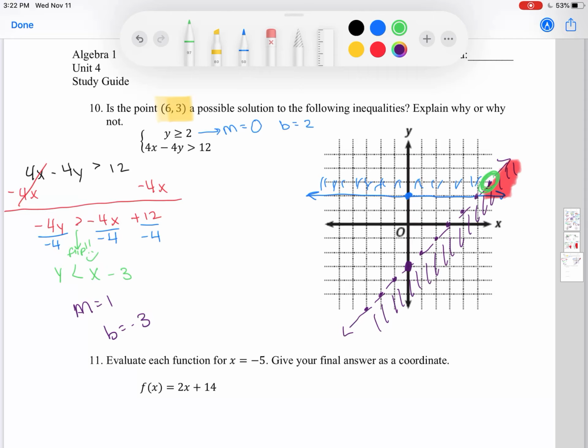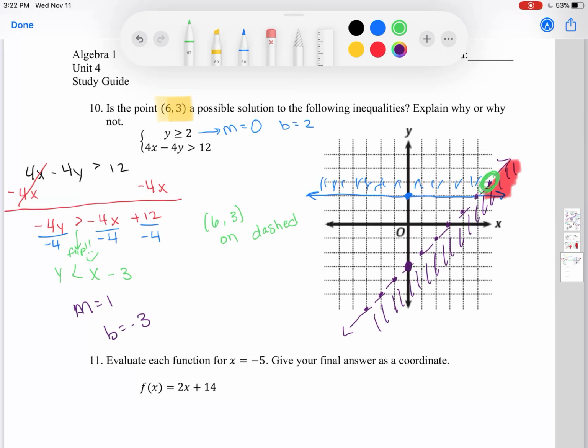So when I go back to the main question, asking if (6, 3) is a solution, well, let's go find (6, 3). That's going to be right here. All right, this is a trick question. I understand it's very, very close to the shaded area. However, what kind of line is (6, 3) currently on? It's on a dashed line.